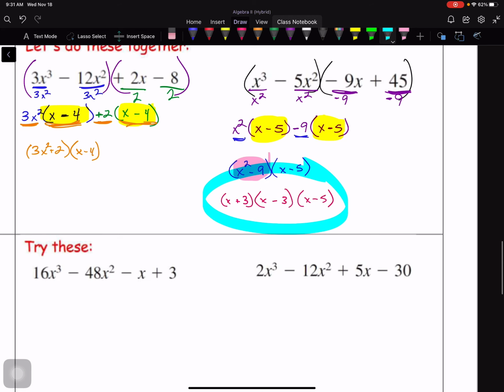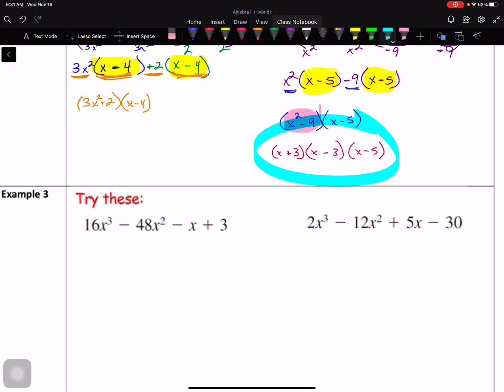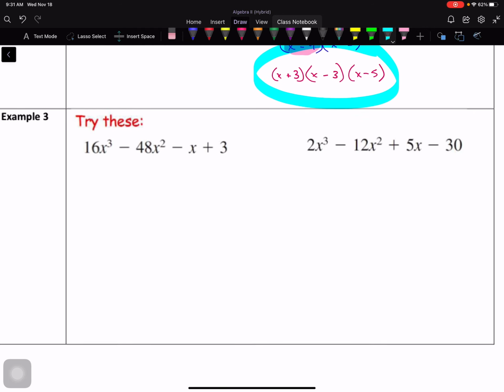So here's a couple more for you to try. Again, look at little Dory's steps here. Look for the greatest common factor first. In none of these examples did we have any, and I don't think in your examples you will either. But a couple more for you to try.